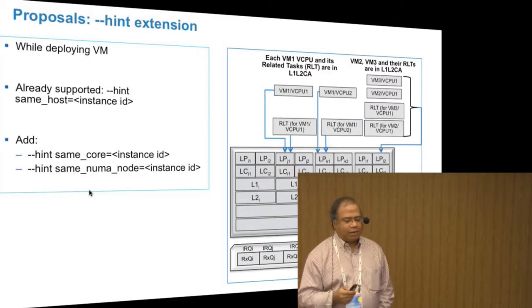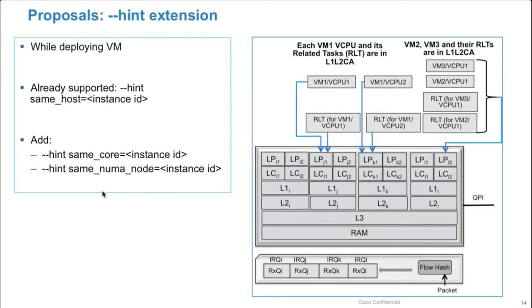The other thing is that, as I said, first of all, the core list is not NUMA aware. Second of all, when you deploy the VM, you should be able to tell Nova that when you deploy the next VM or next VNF, you pin it on the same core where another VNF has been pinned, right? For that, it's very simple. Nova already has a capability called hint same host, meaning that an instance, when you try to deploy it, will be deployed on the same host as the given instance ID. So with a simple extension, you can hint same core when you deploy, and specify the instance ID. Nova will figure out which vCPU has to be pinned on which core, right? Similarly, you can also specify hint same NUMA node, instance ID, okay?